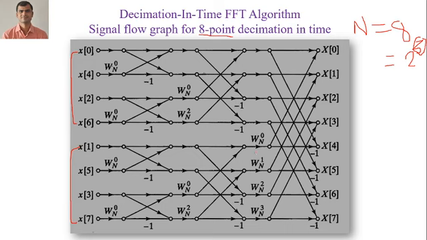As we have 3 stages, and we have also seen that each stage consists of N by 2 butterflies, here also we'll have 4 butterflies, 1 2 3 4. Here also 4 butterflies, and here also 4 butterflies. Now the input and output samples of each butterfly are separated by 1 sample in the first stage. We have seen that in the second stage it is separated by 2 samples and in the third stage it is separated by 4 samples.